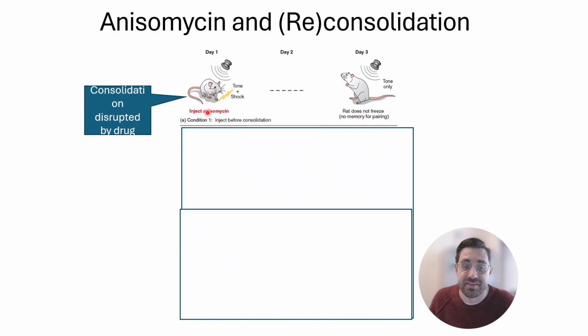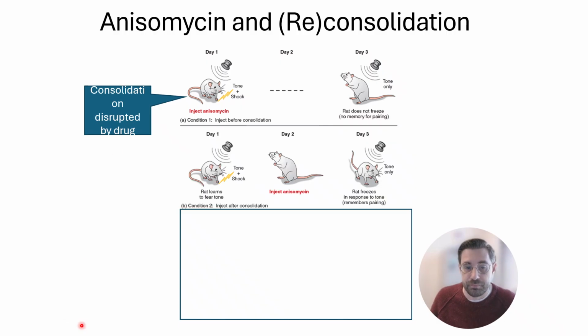But if I disrupt that process with anisomycin, the rat doesn't learn to fear the tone because the memory doesn't get consolidated, it fades away. Right? So this proves that within a period of time, I can disrupt consolidation and the memory won't be formed. Cool? So that's disrupting consolidation. As I mentioned, this occurs for a period of time, that 5 to 8 hour window, right? If I inject anisomycin on day 2, there's no forgetting because consolidation has already occurred.